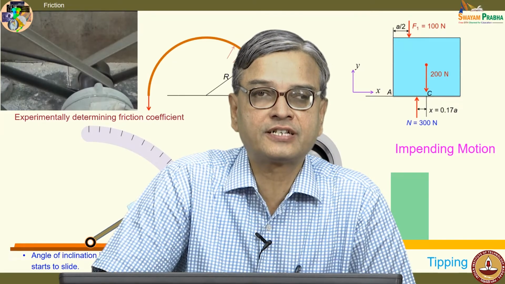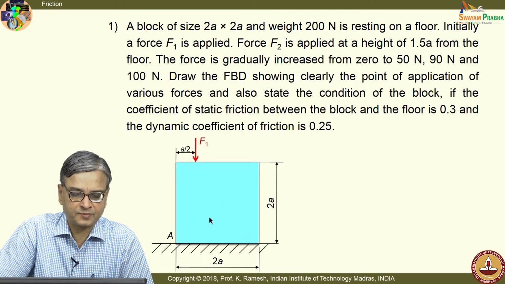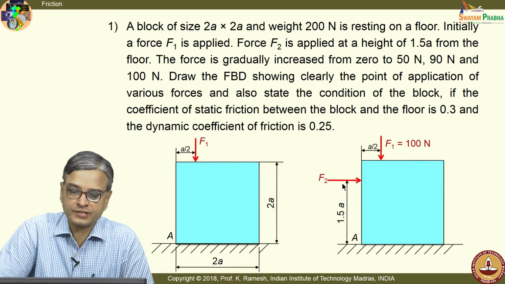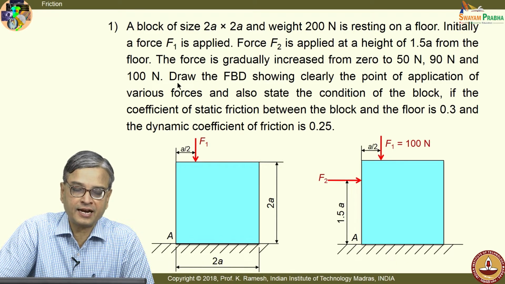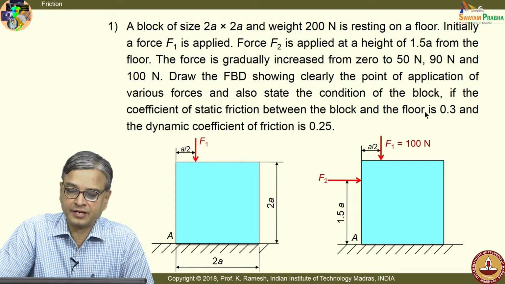Let us continue our discussion on friction, and we will try to solve this problem. You have a block of 2a by 2a subjected to a force F1, and it is also subjected to a force F2 whose magnitude is changed from 0 to 50, 90 and 100 newtons in steps. You are also given the coefficient of static friction between the block and the floor is 0.3 and the dynamic coefficient of friction is 0.25.